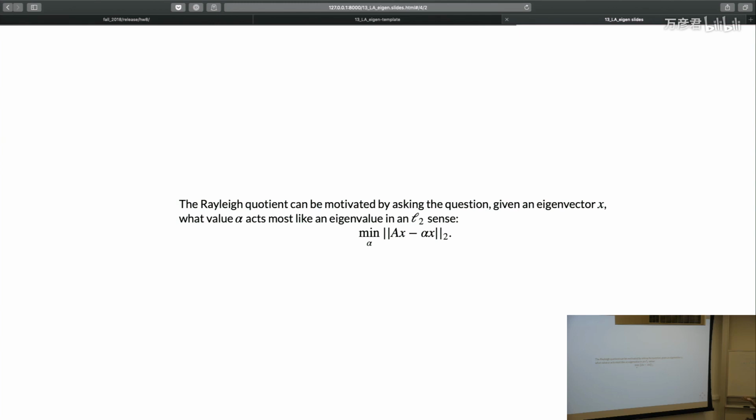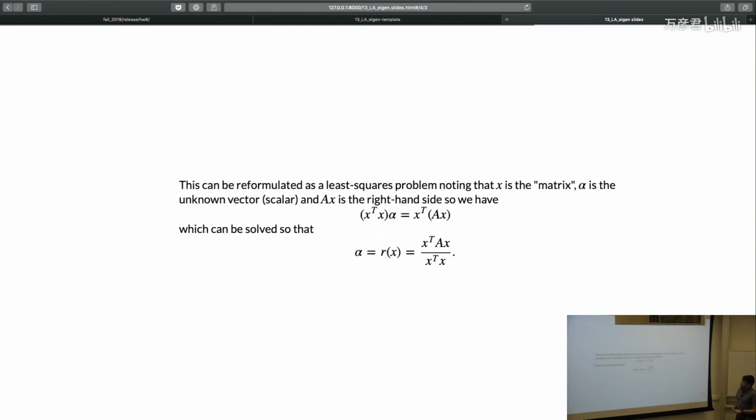So we know how to solve these types of problems. This is a least squares problem. So if we actually look at it like that, we can take x and treat it like the matrix. We can form this. So now x transpose x is going to be our matrix that we were using before. Alphas are known, and this is going to be the right-hand side. So it's a little bit of a strange least squares problem, but we know this actually minimizes that L2 norm. So that if I just rewrite this, then of course I get back out alpha equals x transpose Ax over x transpose x. So the Rayleigh quotient again.